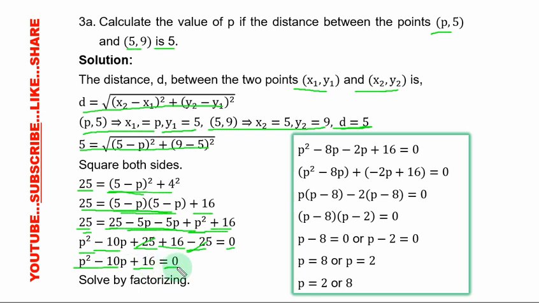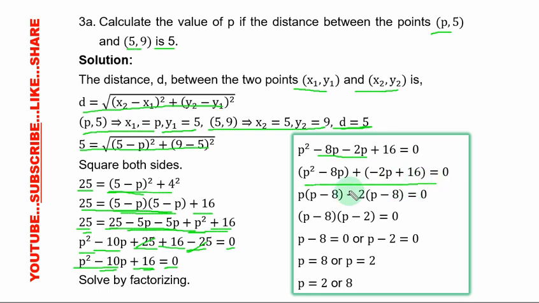Solve by factorizing. Look for two factors of 16 whose sum is minus 10 and whose product is 16. That is minus 8 and minus 2. You express minus 8 and minus 2 in terms of P and replace the middle term with them in this form. The purpose is to have 4 terms so that you factorize by grouping.